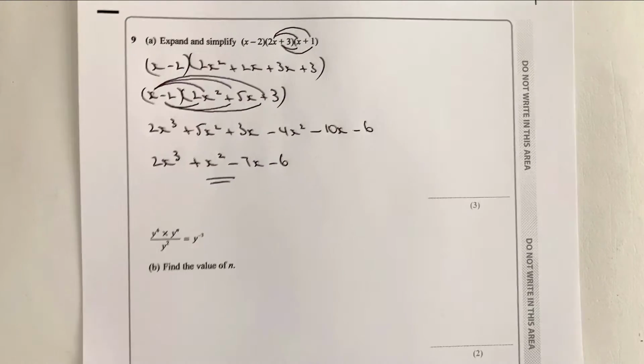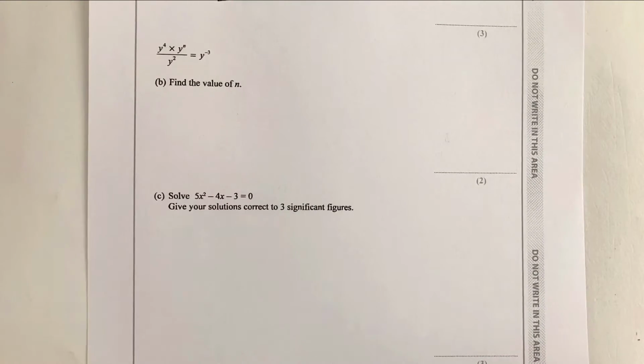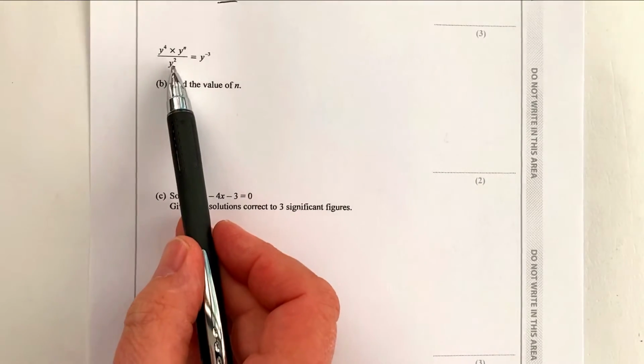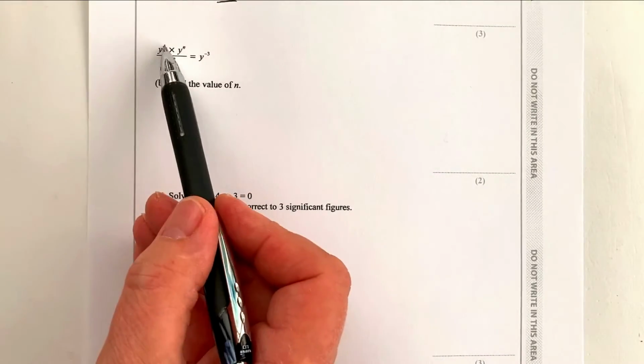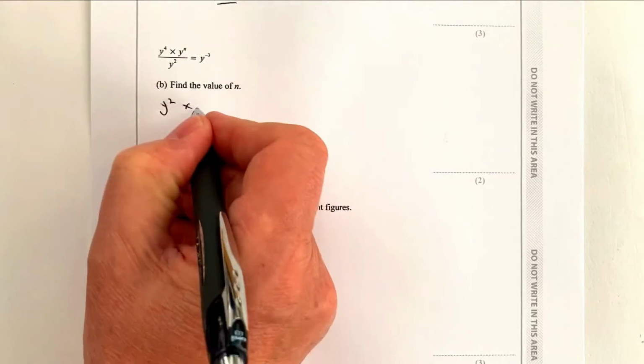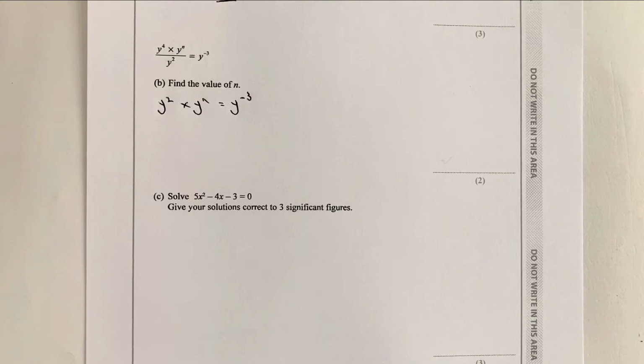Okay, so then it says part B, here's this, an equation. Find the value of n. So basically what we're saying is that if I divide through by y squared, I can actually divide this through, and I'm going to get y squared times y to the power of n equals y to the power of minus 3. Okay, so all I've done is I've just got rid of that y squared. Just makes my life a little bit easier, okay?